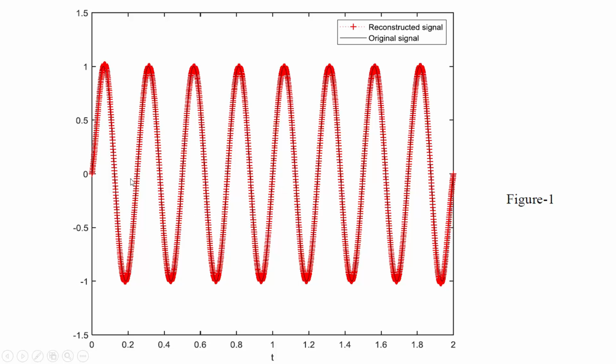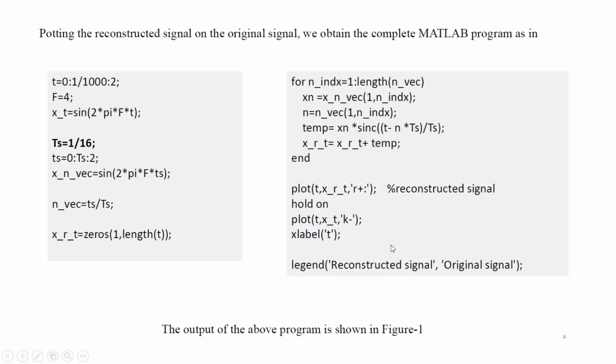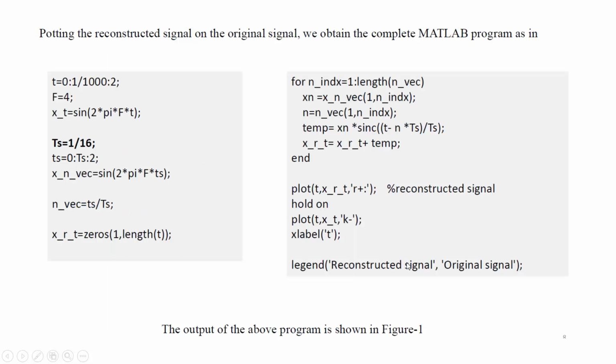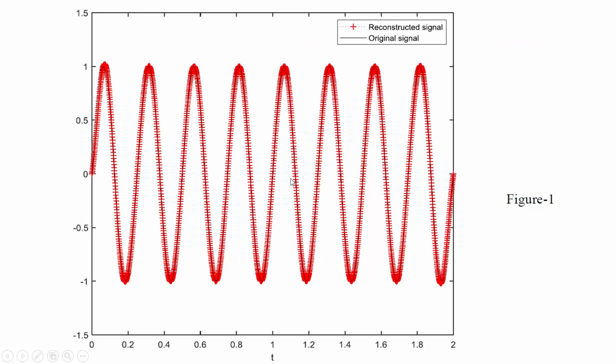All right, so you will see that it's a perfect reconstruction of the original signal using this reconstruction filter, h r of t minus nTs, which is basically the sinc function. All right, and with this, I finish my lecture for the analog signal reconstruction. Thank you.